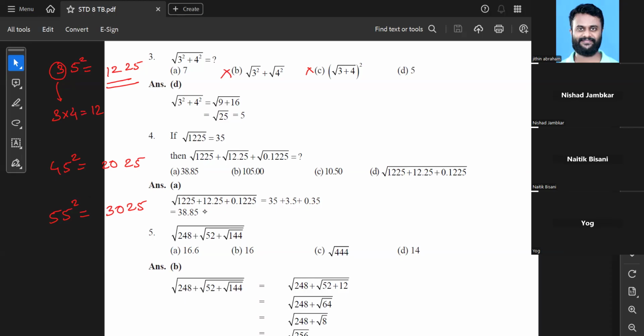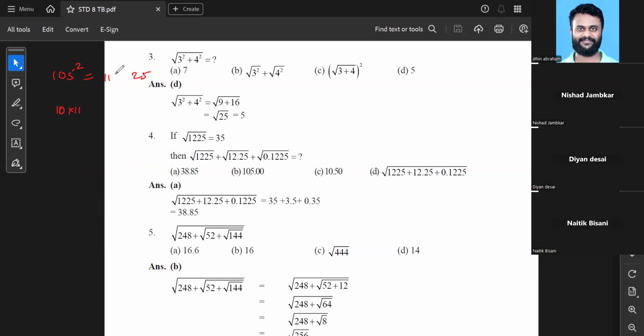Okay. So since we were dealing with that topic, sir? Yes, tell me. How would we find the square of 105? Same method. The square of 105, it's 25. Then multiply 10 with 11, that is 110. That's it. 11025. Okay, sir. Okay.